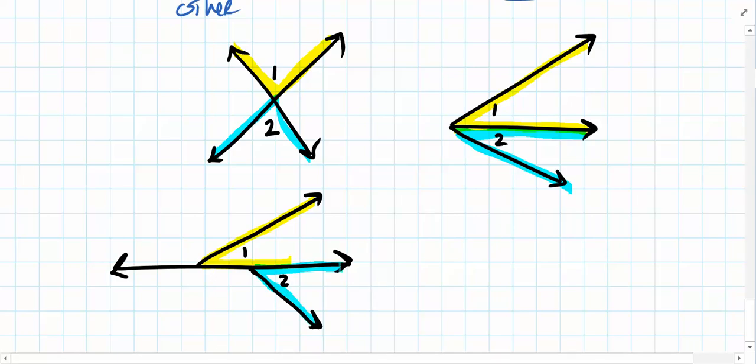What about this angle here? What do you guys think? What if I gave you this picture?